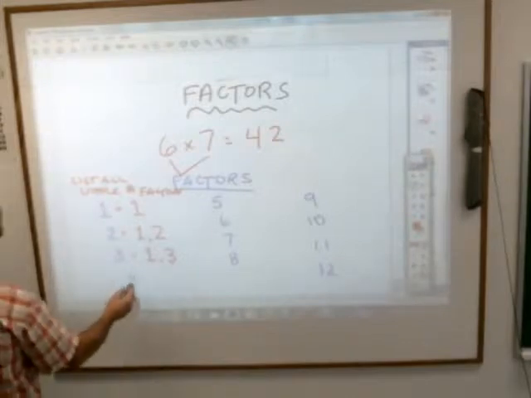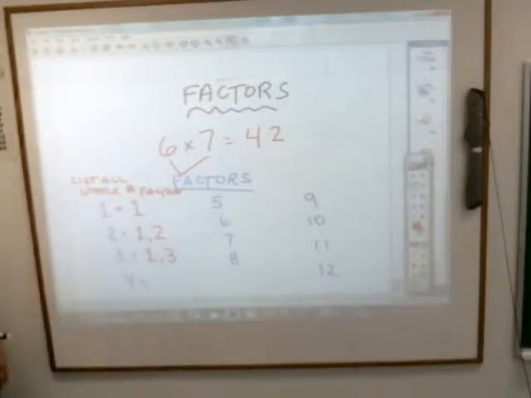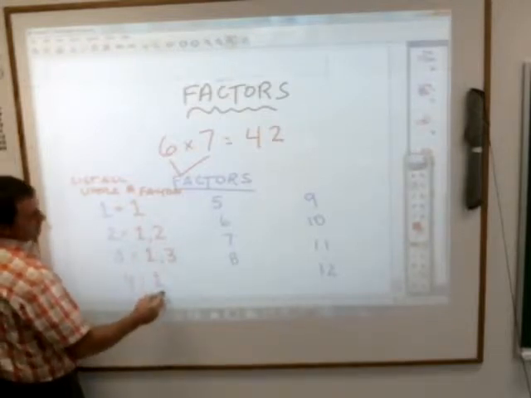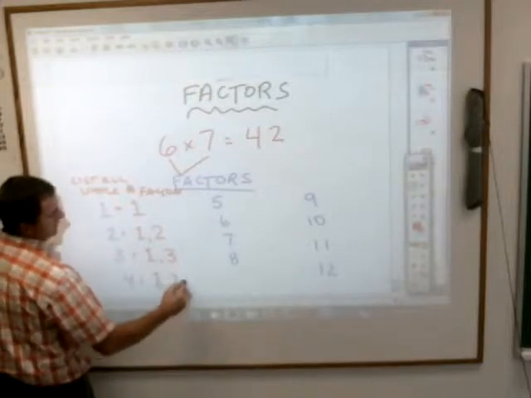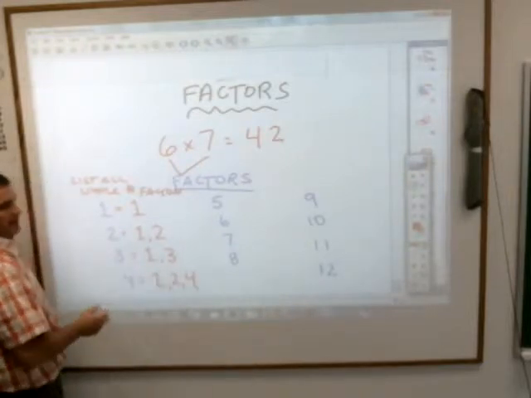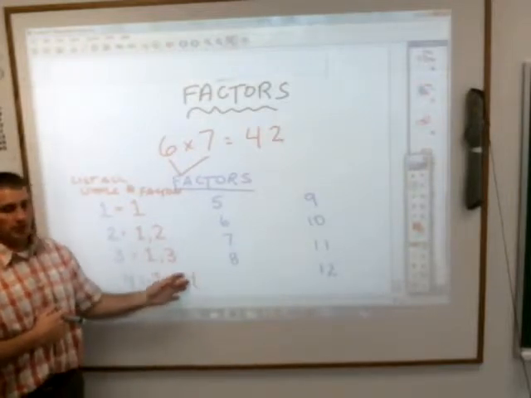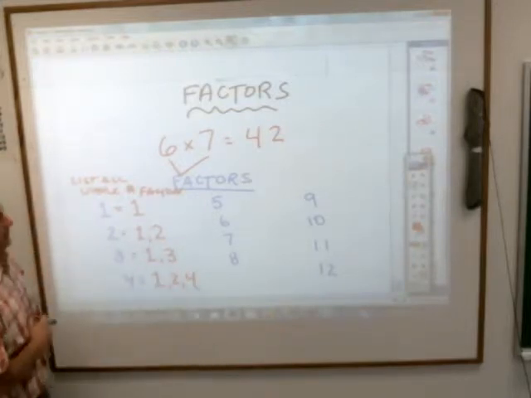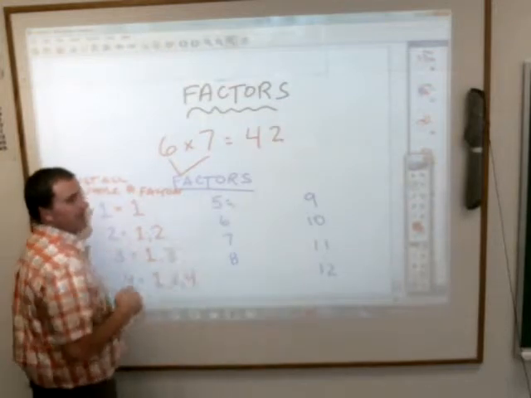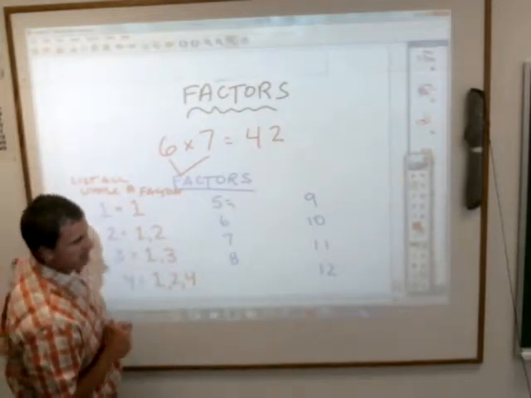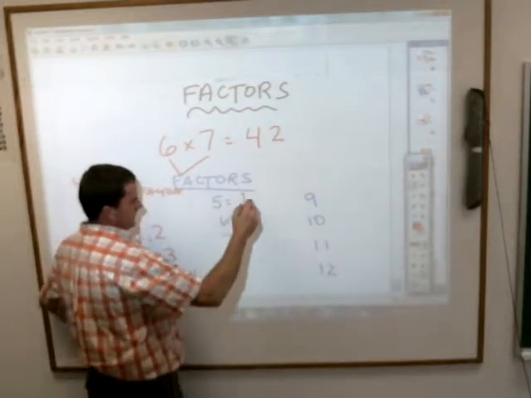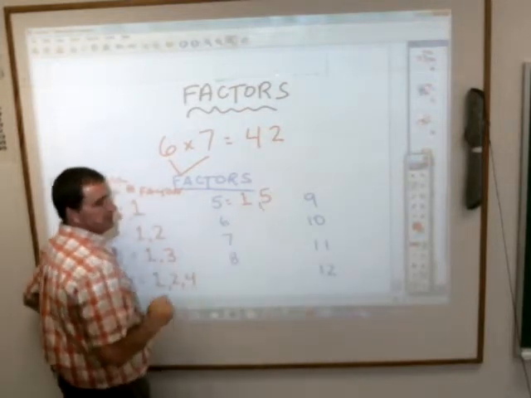Number 4, though, has 3 factors because there's more than just 1 and 4. What times what gives you 4? Peter? 2. Well, 1, 2, and 4. 4 has 3 different factors because these 3 numbers you could multiply together: 2 times 2 or 1 times 4. Number 5, factors of 5 would be what? Alexa? 1 and 5.